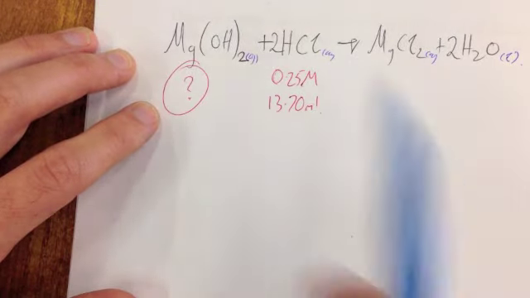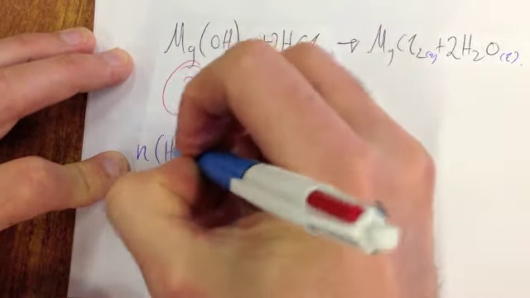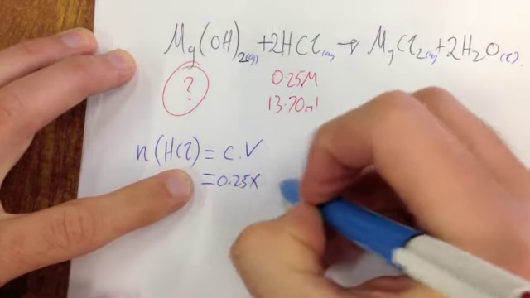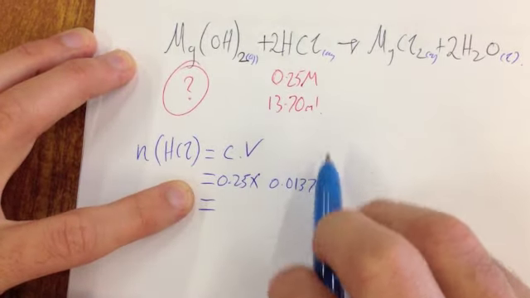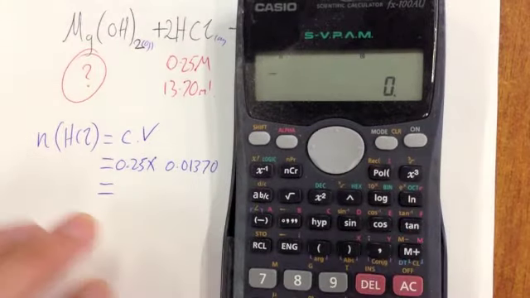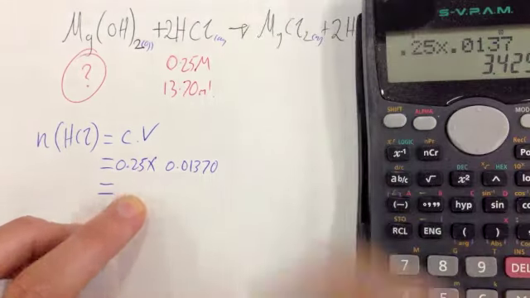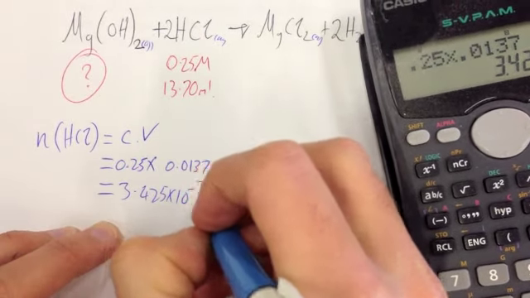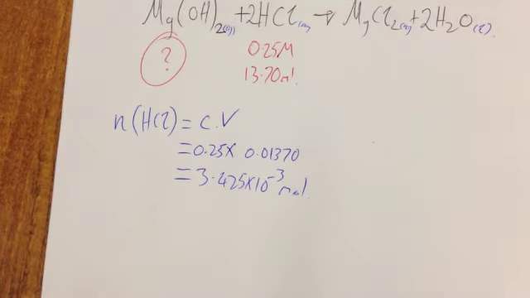So, I have my equation, I have my information. From this I can get the number of moles of hydrochloric acid. n equals c times V, which equals 0.25 times 0.01370. Because, remember, mL must be converted to litres. I'll get my trusty calculator out. 0.25 times 0.0137 equals 3.425 times 10 to the power of negative 3 mol. So therefore I have my moles of hydrochloric acid.